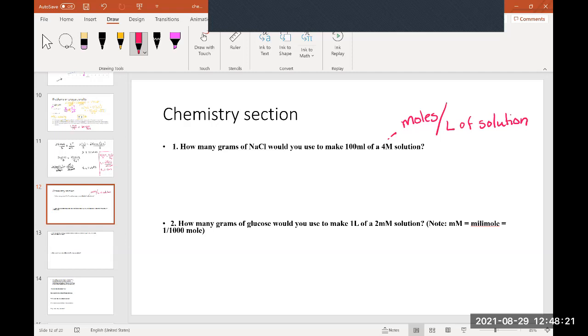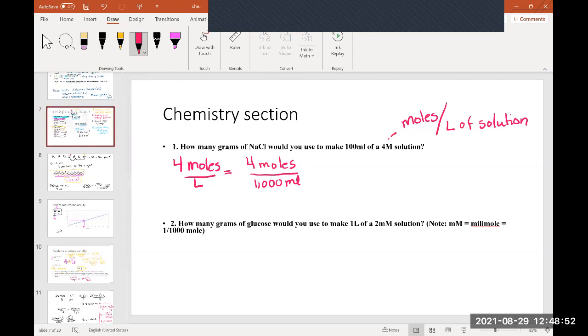How do we even tackle this problem? Well, first start with what you want. In this problem, we want 4 moles per liter. Another way of writing that would be 4 moles per 1,000 milliliters. There are 1,000 milliliters per liter. How do I know that? How can I prove it to you? Let's go to our King Henry slider.